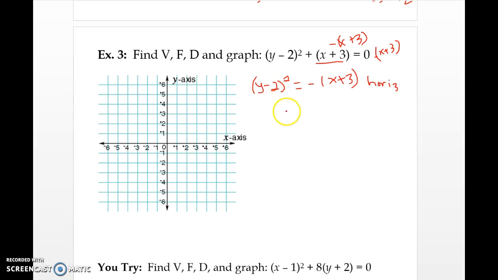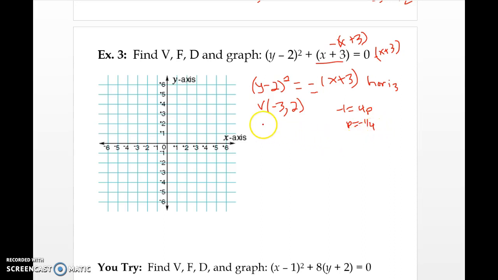And then your vertex, change the sign for h, change the sign for k. We get negative 3, positive 2. This number here is -1. -1 equals 4p. That number always equals 4p, so p will equal -1/4.